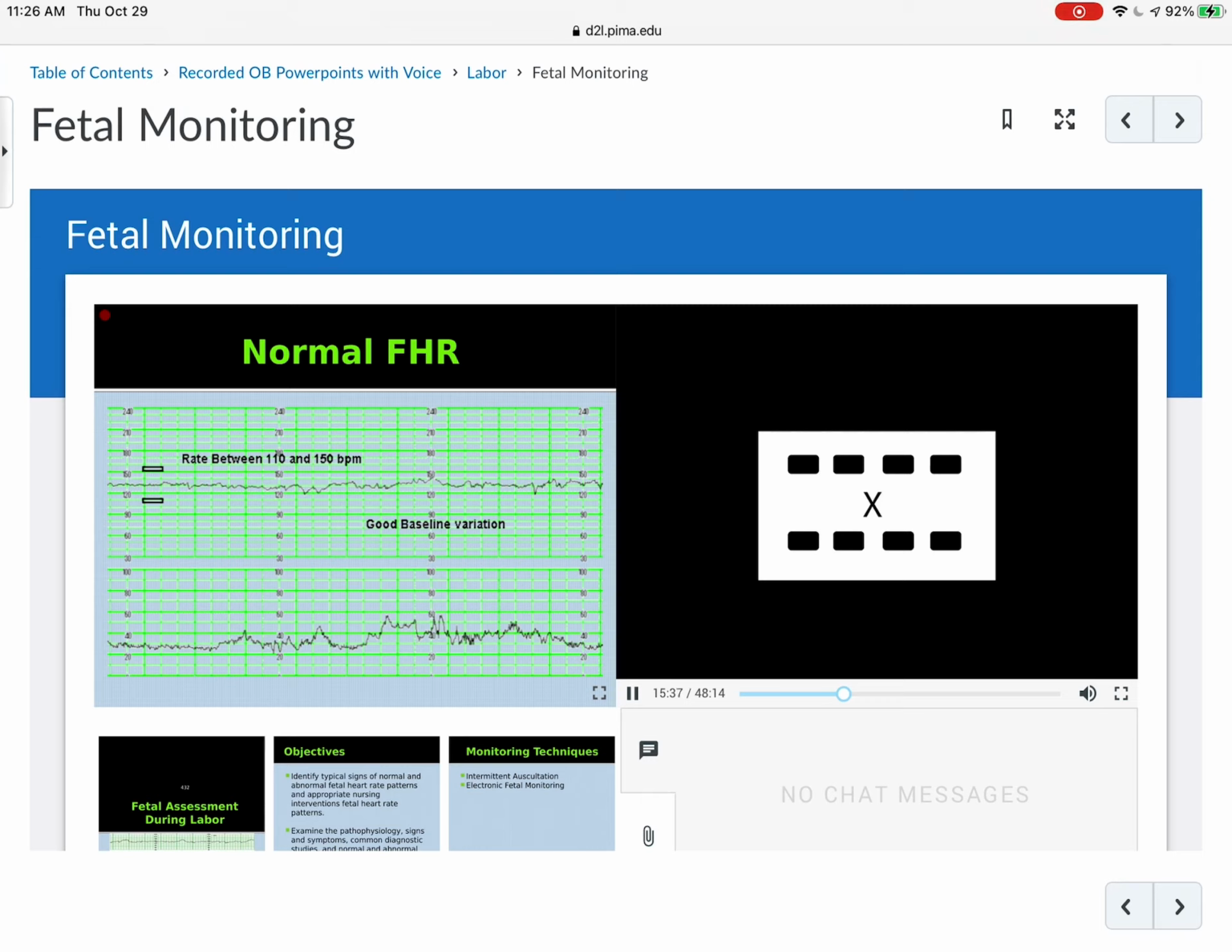If it was a straight line, it would be absent, which would not be good. If it was less than a 5-beat variability, which means very minimal, we would call it minimal. We do not like absent and we do not like minimal variability. We like moderate variability, like that's seen in this strip here, where there's a variation in the heartbeat between 5 and 25 beats. Now, if you look at the bottom, is she contracting or not?